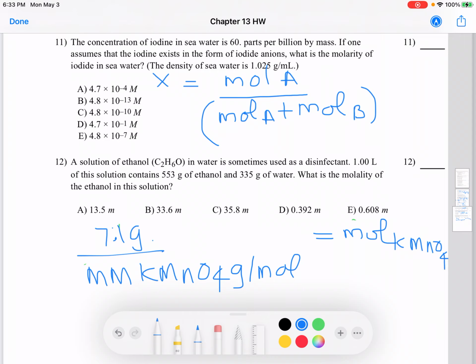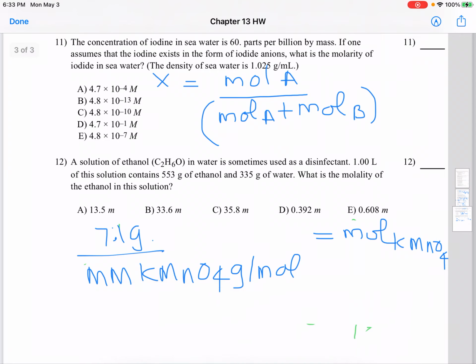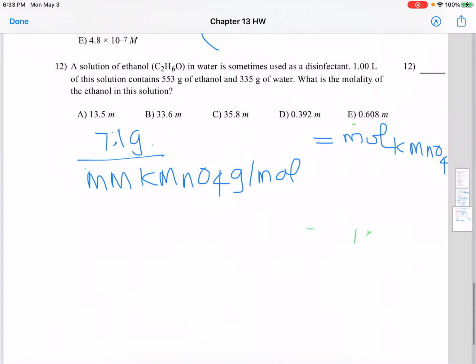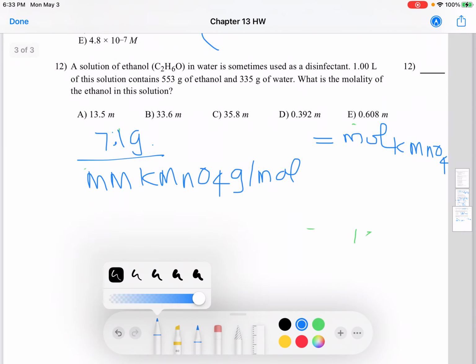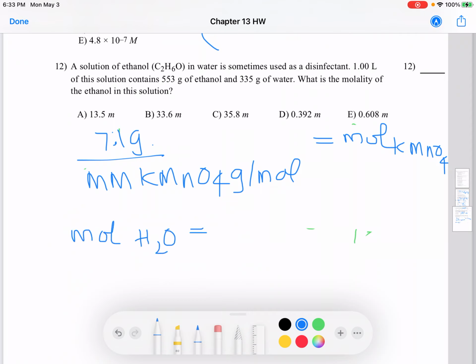And similarly, you find the number of moles of water. Moles water would be, there are 100 grams, so 100 grams, 18 grams is the molar mass, 1 mole water. You find the number of moles of water.